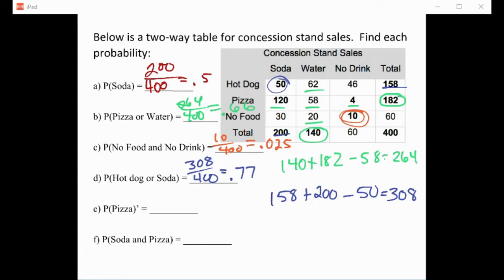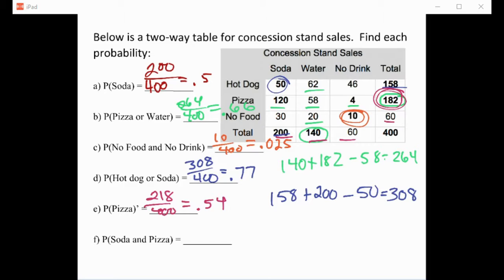For not pizza, the easiest way to do that would be to just subtract 182 from 400. Technically, you could add up all the totals that are not pizza, but then you'd have to worry about where they were. Anyway, the easiest thing to do is to just do 400 minus 182. So 218 over 400, which is 0.54.